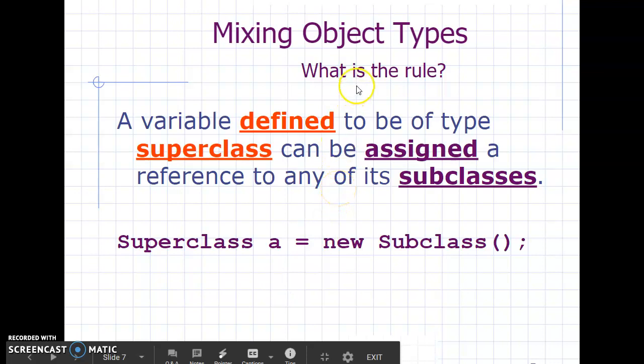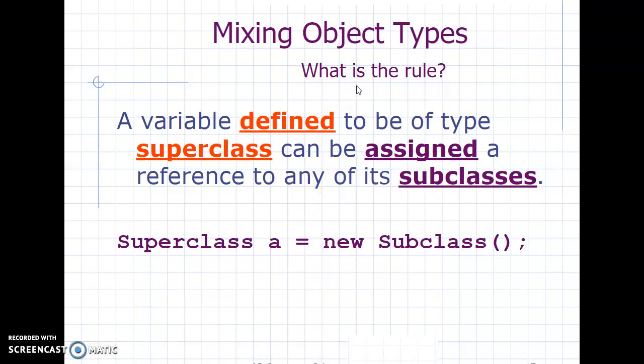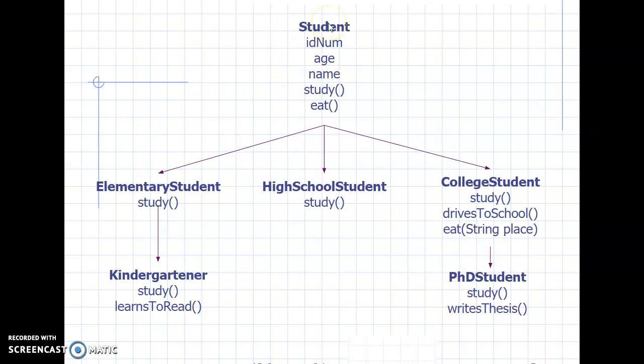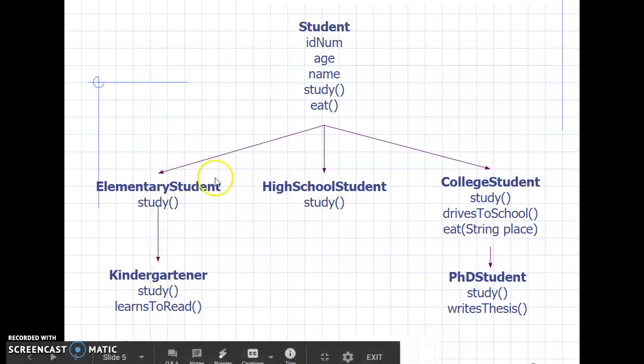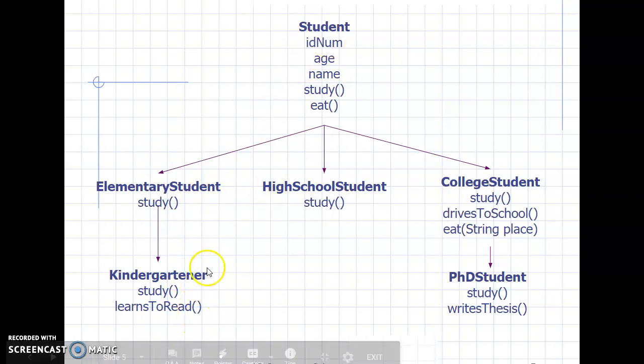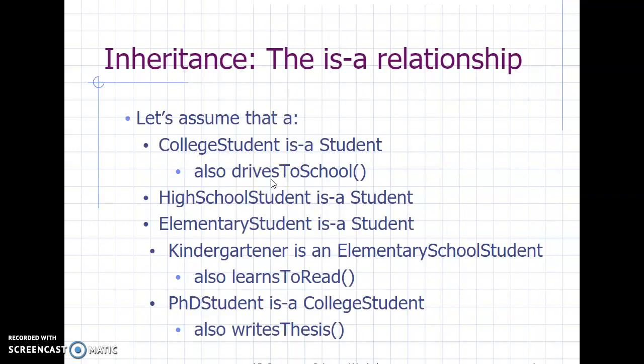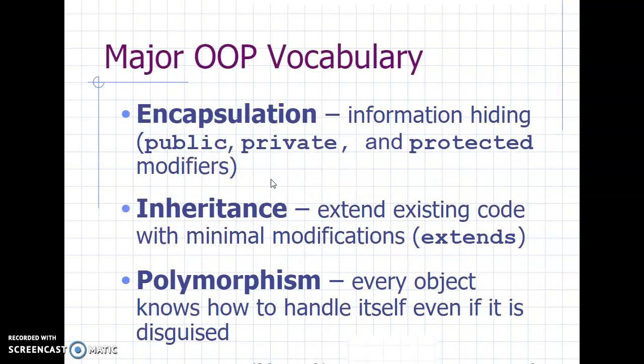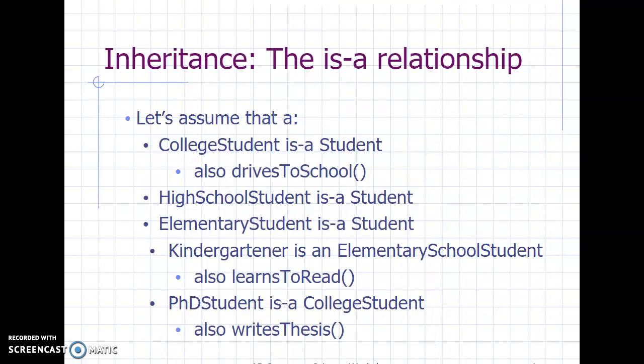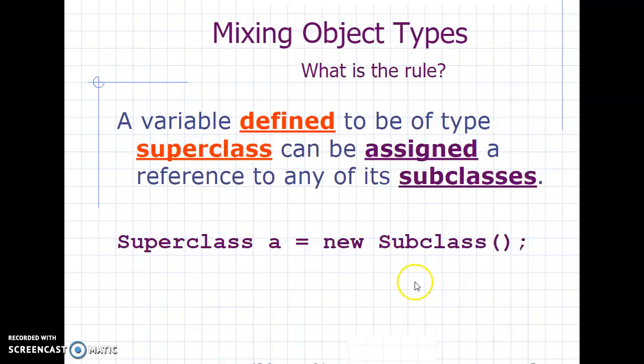Okay. So when we mix object types, there is a rule. A variable can be defined as a superclass. So this has to be the superclass. This has to be a subclass. You could go through the hierarchy. So if I were to go back the hierarchy, you could declare a student and assign a kindergartner. That's fine because this is a subclass of student. So you can cross through the hierarchy, but you just want to make sure that the superclass comes first and then the subclass.